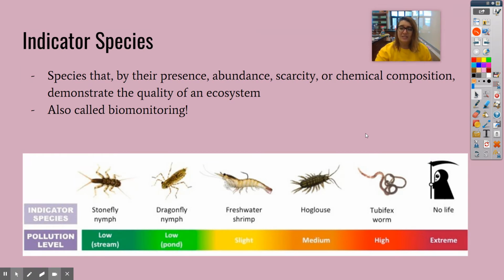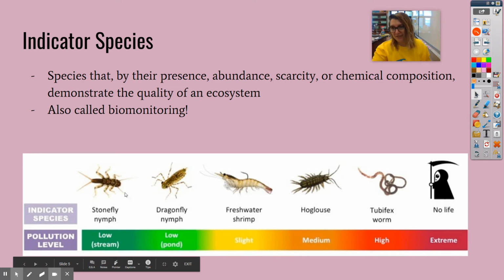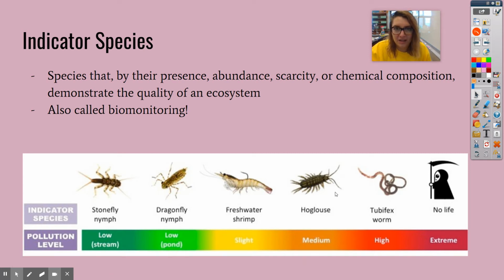So this is an example of a freshwater system. These are all bugs. These are good indicator species. Bugs, or invertebrates in general, are really good indicator species because they have a hard time blocking out the environment.